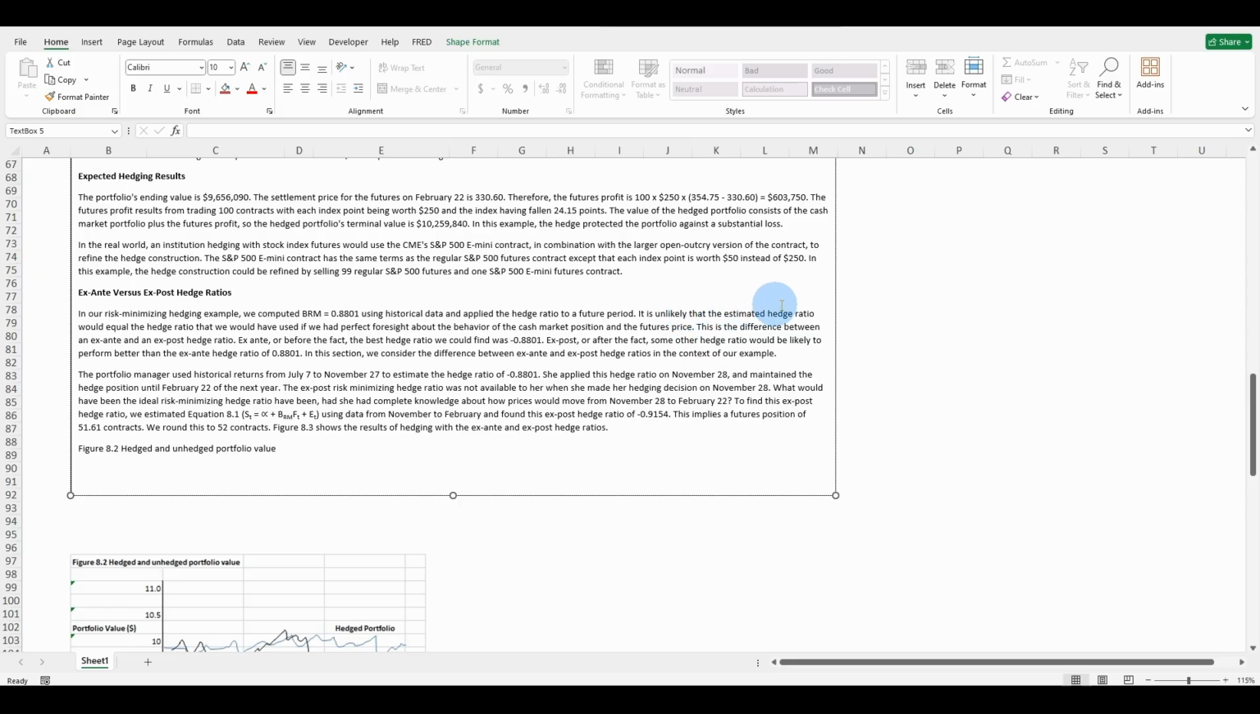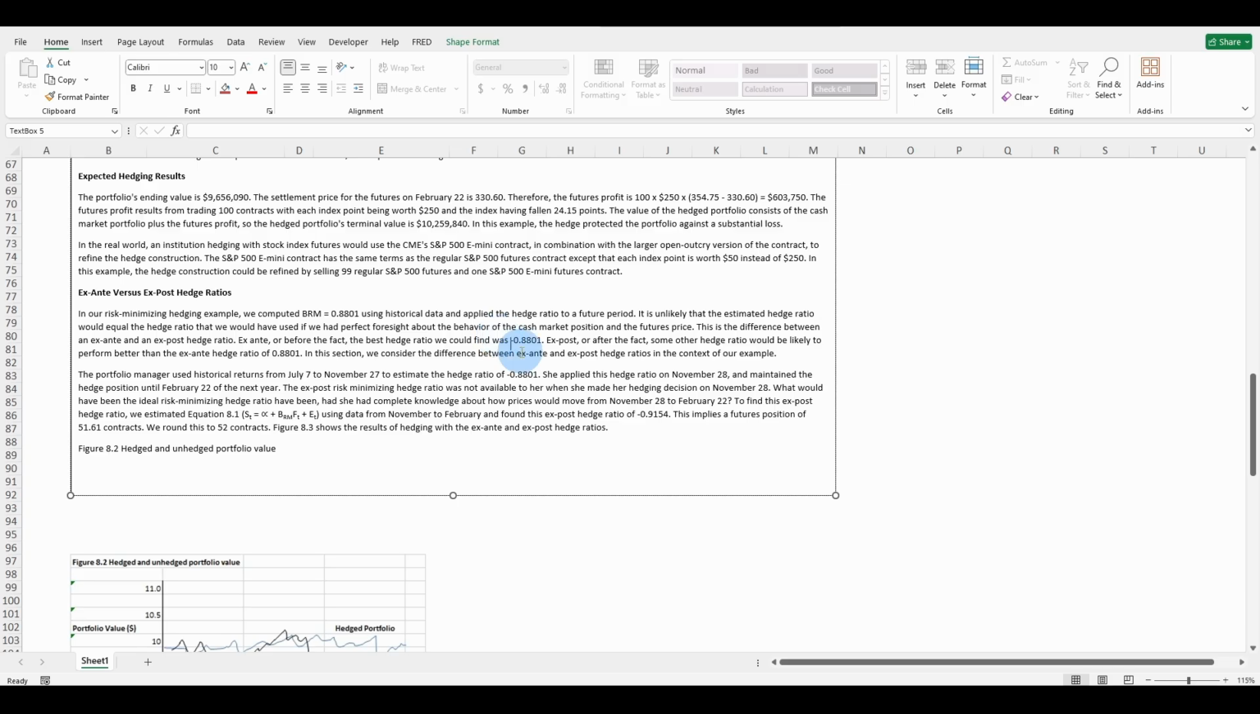It is unlikely that the estimated hedge ratio would equal the hedge ratio that we would have used if we had perfect foresight about the behavior of the cash market position and the futures position. This is the difference between an ex-ante and an ex-post hedge ratio. Ex-ante, or before the fact, the best hedge ratio we could find was negative 0.8801. Ex-post, or after the fact, some other hedge ratio will likely perform better than the ex-ante hedge ratio of 0.8801. That wasn't negative 881, that's just 881.